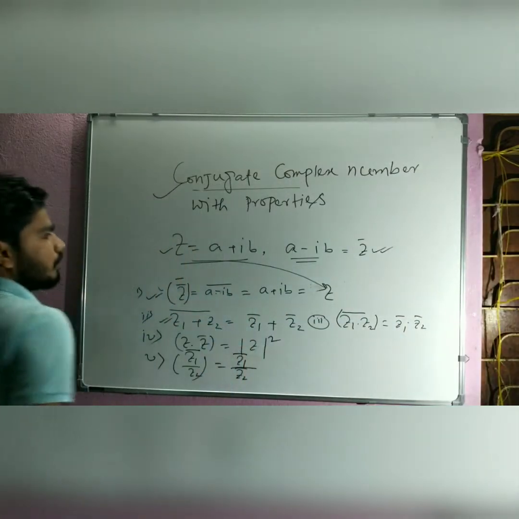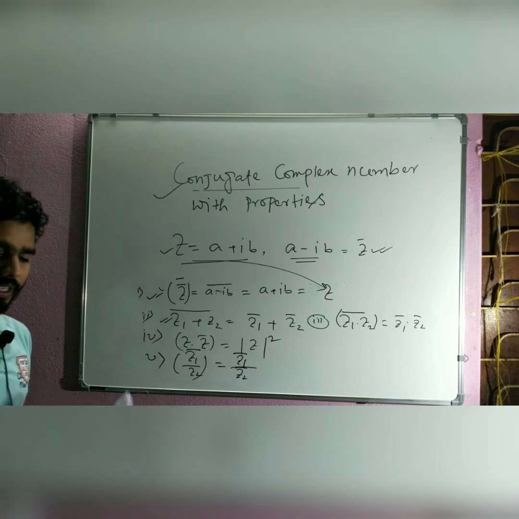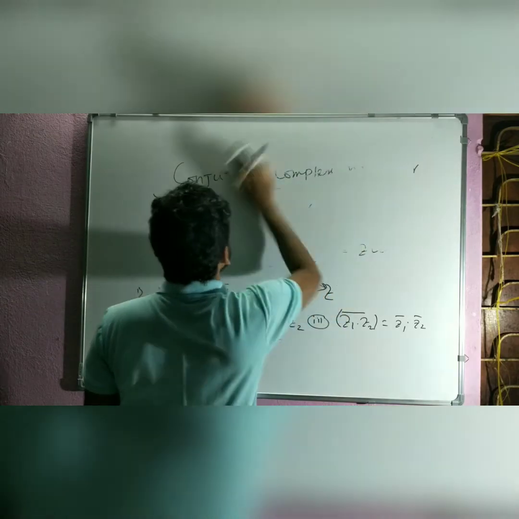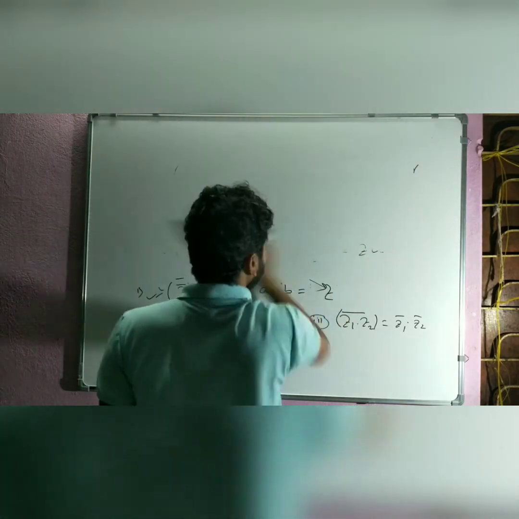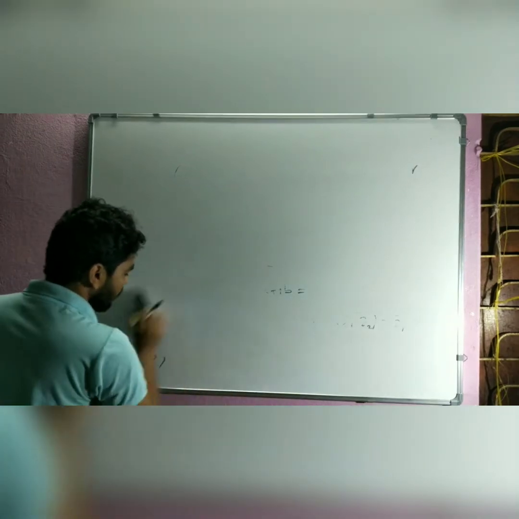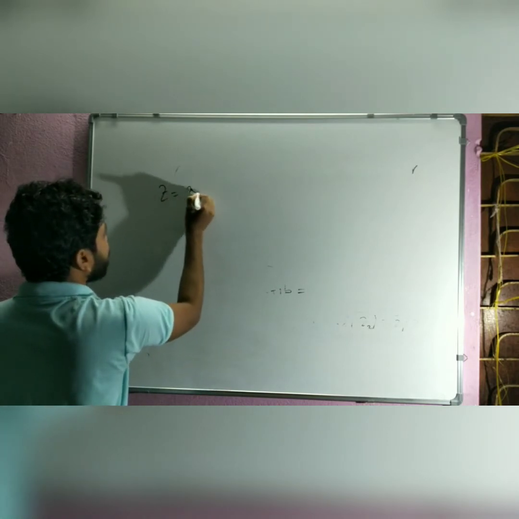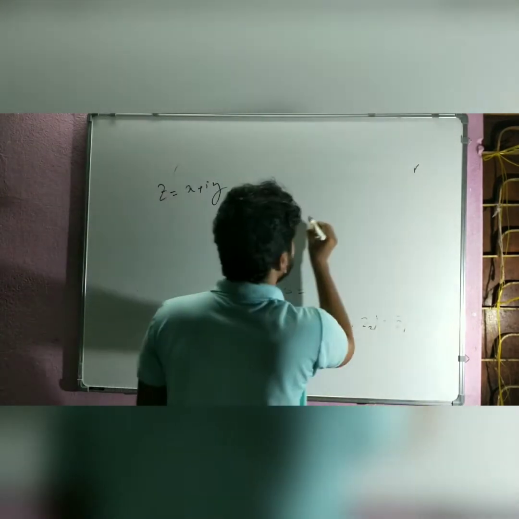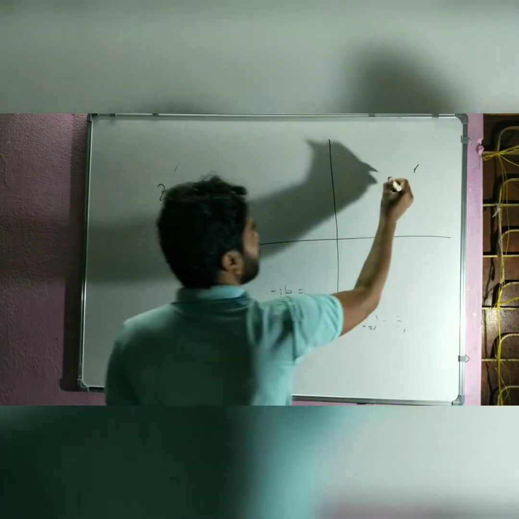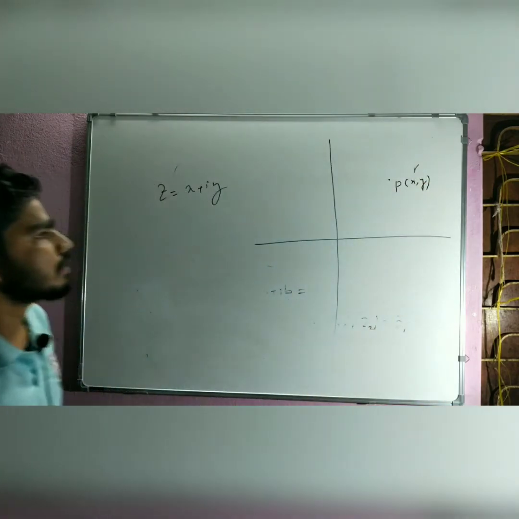First, second, third: this is the conjugate of a complex number with properties. Next I discuss the argument of a complex number, or polar representation of a complex number. Suppose we know that z equal to x plus iy. This is the Argand diagram, or complex plane. Suppose P is the point x, y.